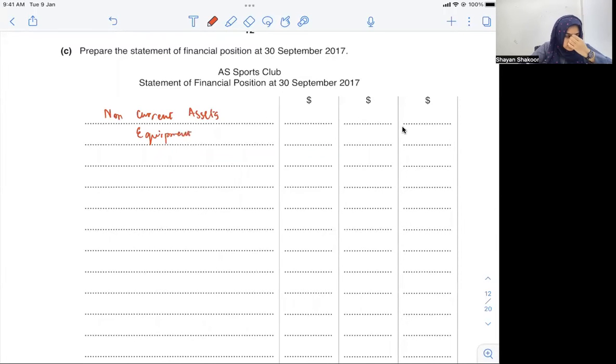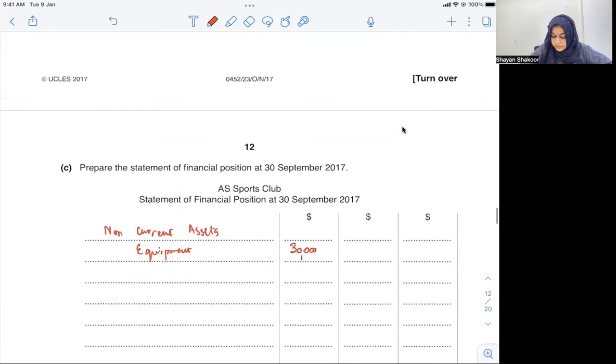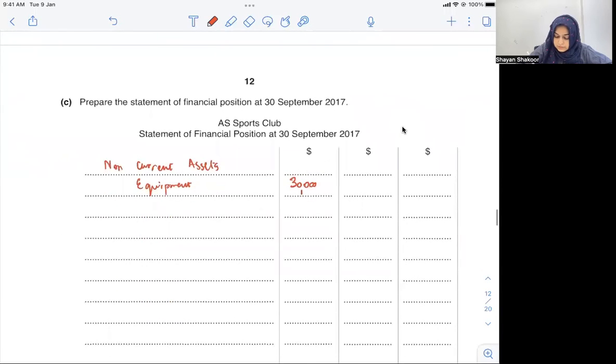So equipment, the cost of equipment at the end of the year is 22,000 plus 8,000, that is 30,000. And the depreciation, the provision for depreciation. So the first column tells you the cost, the second column tells you the accumulated depreciation, and the third column gives you the net book value.